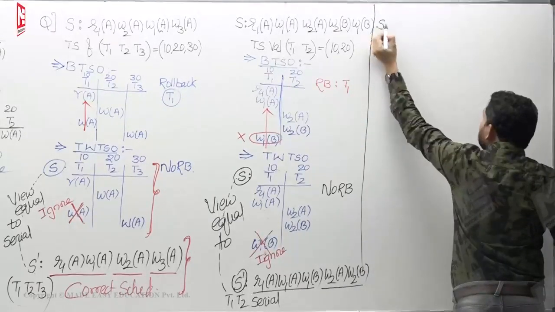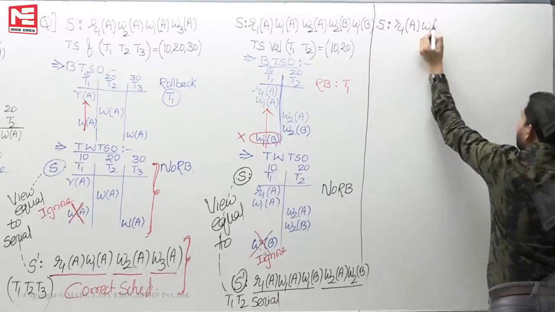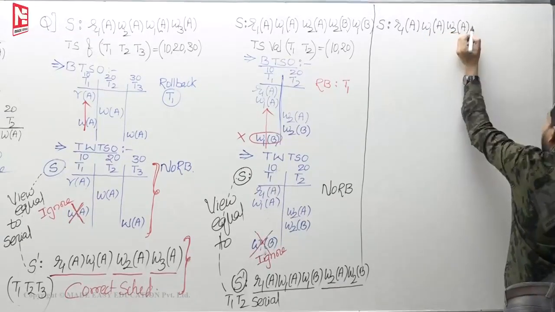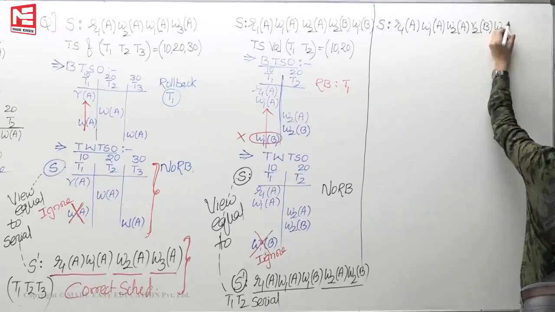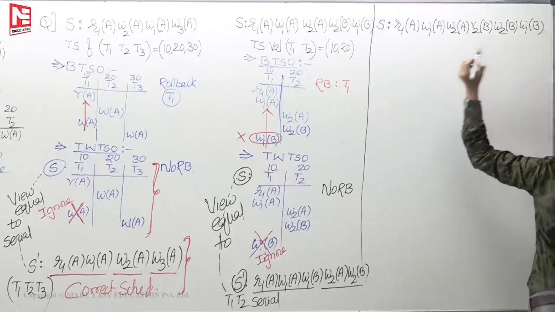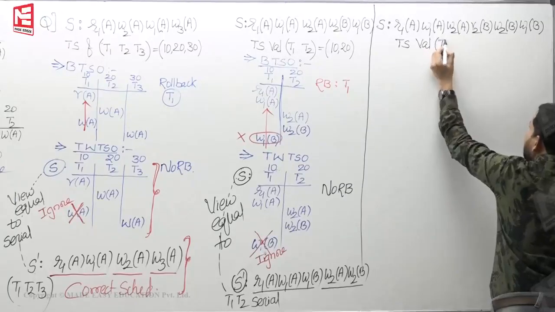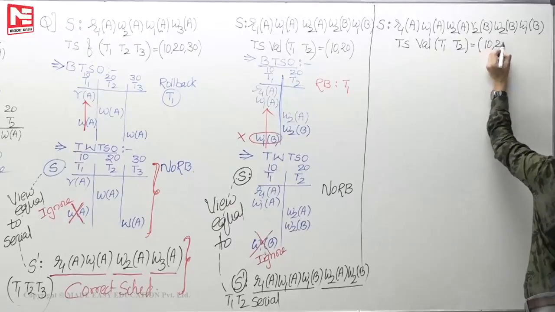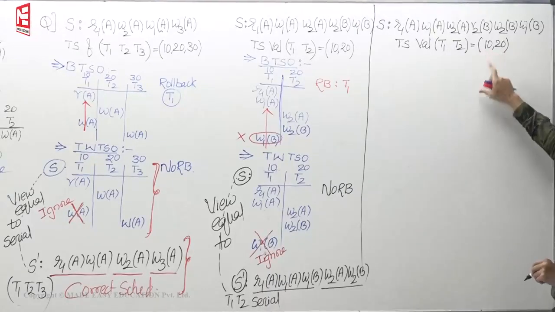Assume this is the schedule. T1 reads A and T1 writes A, T2 writes A, and T2 reads B, one extra operation, and then writes B. And T1 writes B. The timestamp values of T1 and T2 are 10 and 20.